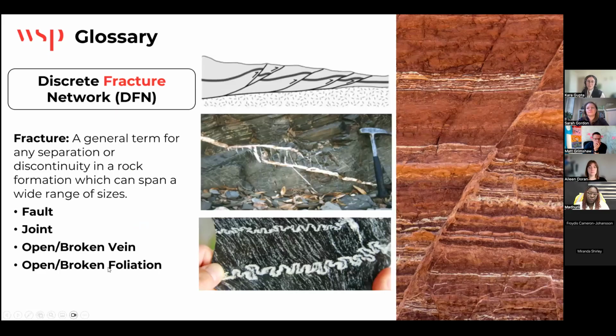So before I jump into the weeds of the presentation, to give you some context to this acronym that I keep repeating, DFN stands for discrete fracture network. And when we talk about a fracture, it's this general term for any separation or discontinuity in a rock formation. And this can come in a range of sizes. So fracture can be referring to things like faults, joints, open or broken veins or foliation.